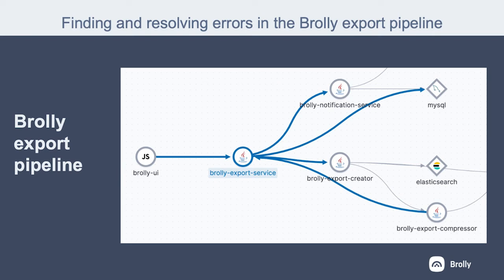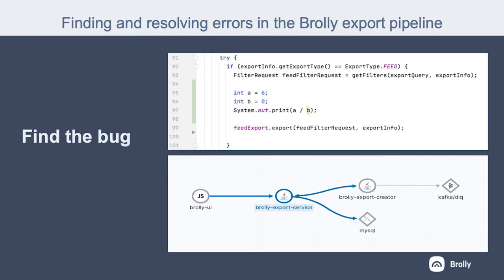In Brolly, all the microservices are communicating through Kafka messages. And in this case, export is submitted, and then the creator picks up the message, and after finishing its job, it sends the compress request to the compressor service. And finally, when the export is finished, it sends a message to the notification service, which sends a message to the customer that the export is finished and ready to be downloaded.